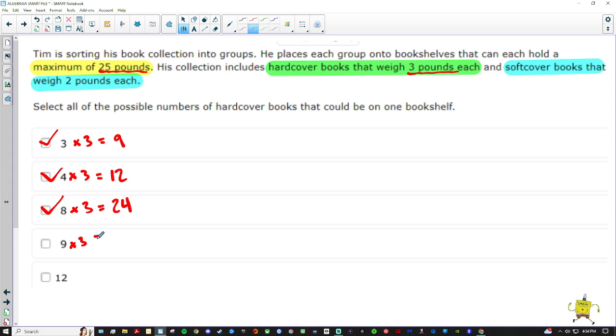9 times 3, however, is 27. That would break our bookshelf. 12 times 3 is 36. That would break our bookshelf. So the answer is 3, 4, or 8 hardcover books.